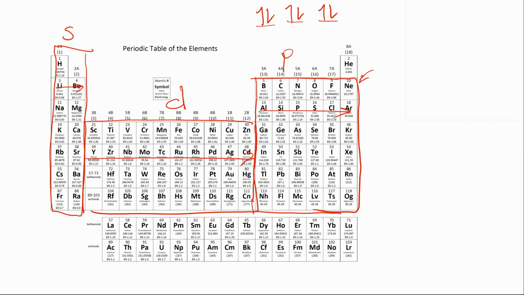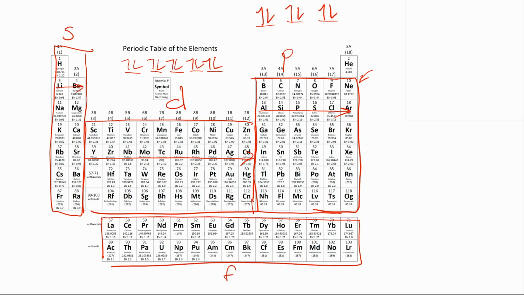The d block has 10. 2 electrons, 2, 3, 4, 5, 6, 7, 8, 9, 10. Okay, and you can guess these down here we call the f block, and there are 14. So 7 orbitals, each with 2 is 14.